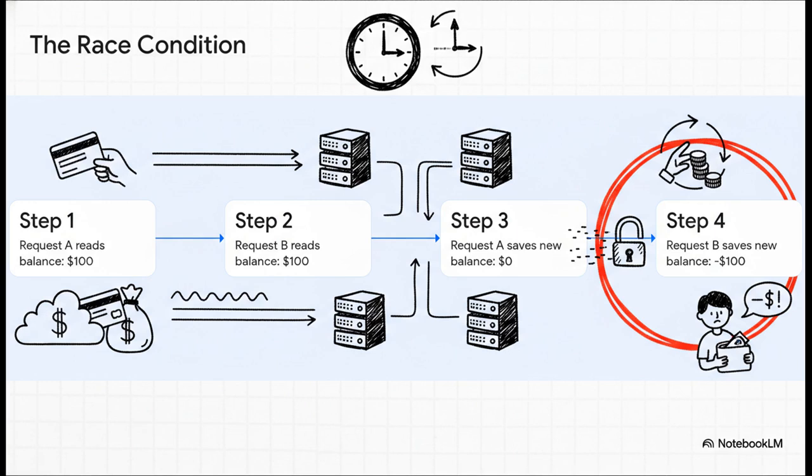So Alice sends 2 withdrawal requests for $100 at the exact same time. Request A hits one of your servers and reads her balance: $100. Simple enough. But before it can save the new balance, request B hits a different server and also reads her balance. And guess what? It still sees $100. Now, request A finally finishes its job, sets the balance to 0. But a moment later, request B, which still thinks the balance was 100, also subtracts 100 and saves. The final balance is now negative $100.